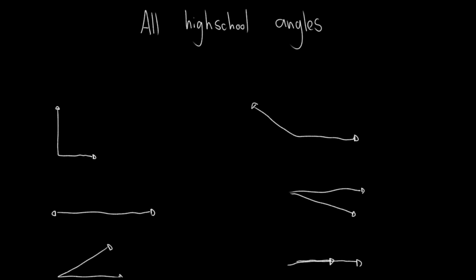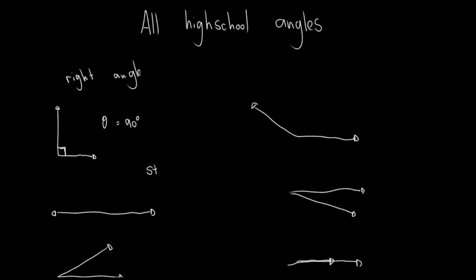Okay, let's talk about all the geometrical angles you need to know for high school. Well, the first one would be known as a right angle. How do we know something's a right angle? Well, we can look at this little box that's given to us. This means that theta, I'm going to call all my angles theta, is equal to 90 degrees. So this is what's known as a right angle.